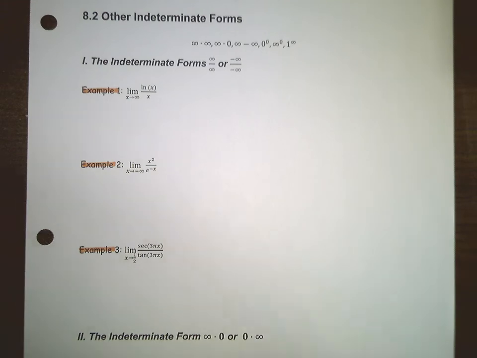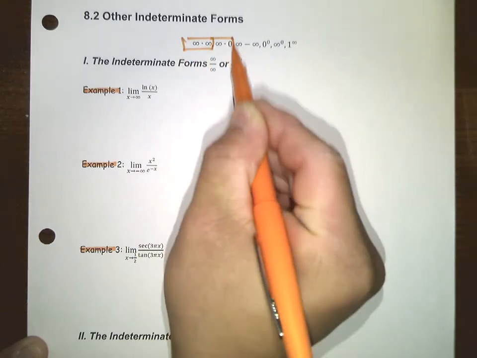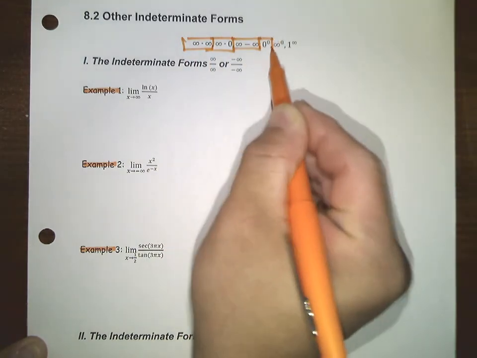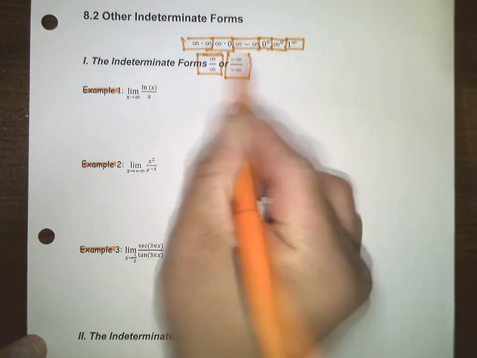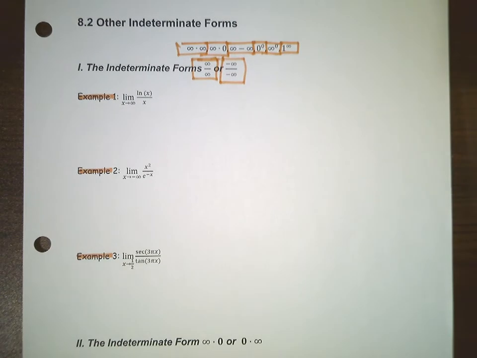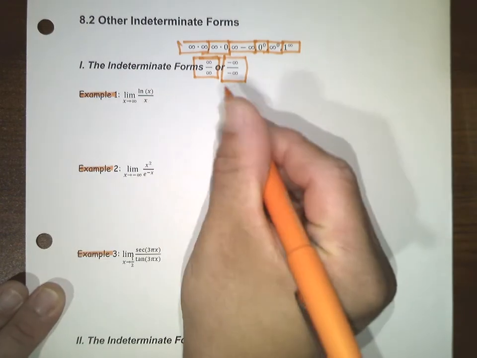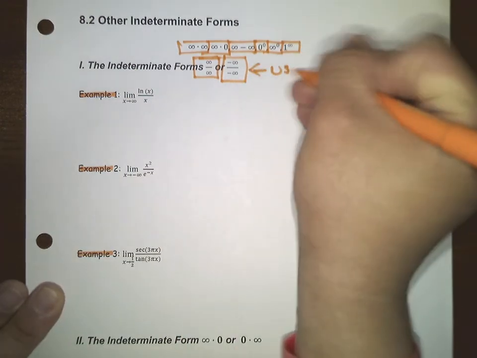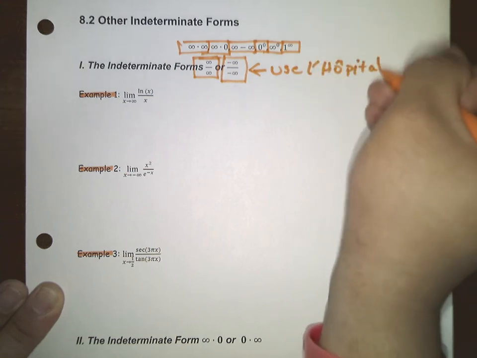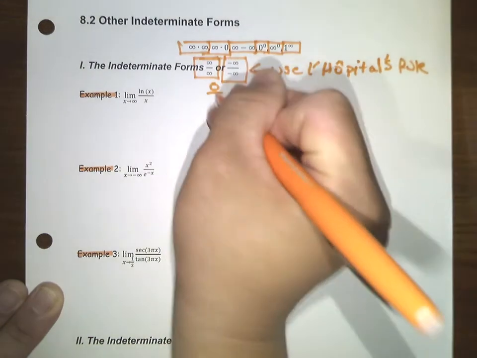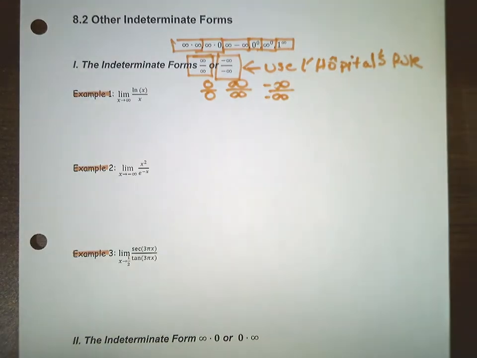So other indeterminate forms might be infinity times infinity, infinity times 0, infinity minus infinity, 0 to the 0, infinity to 0, 1 to the infinity, infinity over infinity, or negative infinity over negative infinity. For these first three, you can use L'Hopital's rule, all right? As long as you verify that you have 0 over 0, or infinity over infinity, or negative infinity over negative infinity, then you can use L'Hopital's rule.